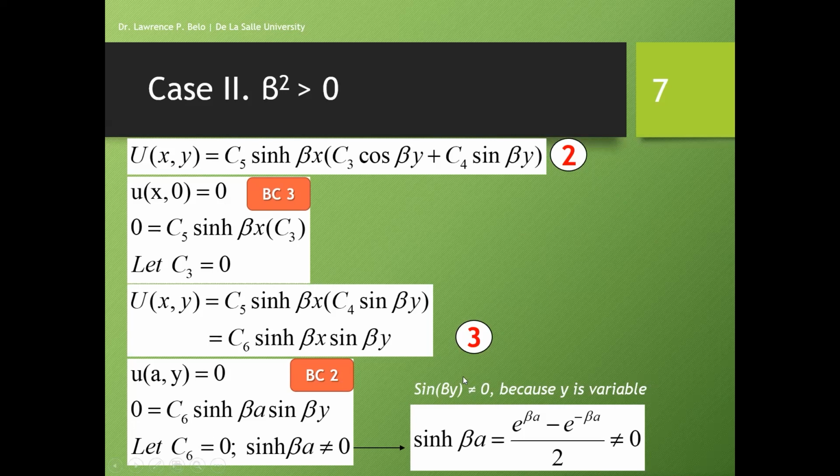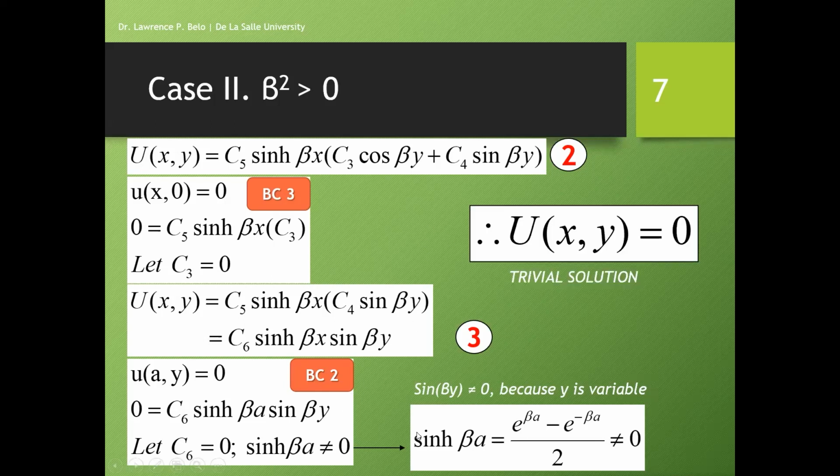Then, sine of by. I have a note above. So, sine of by is never 0. Why? Because you know that earlier, y is greater than 0, less than b. So it will never be 0 because it is less than b but greater than 0. But if it is equal to 0, maybe. Right?